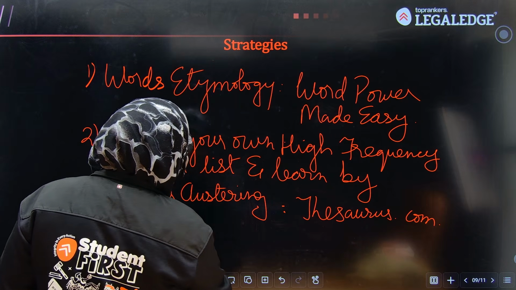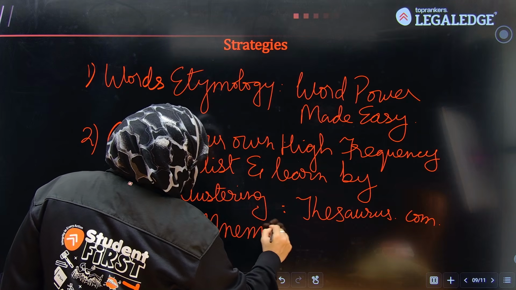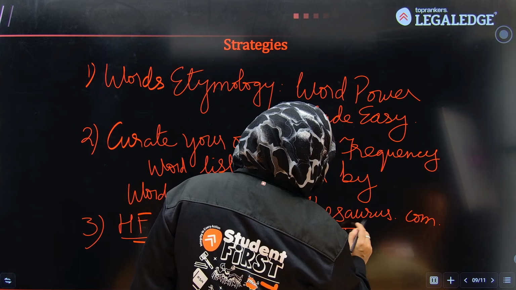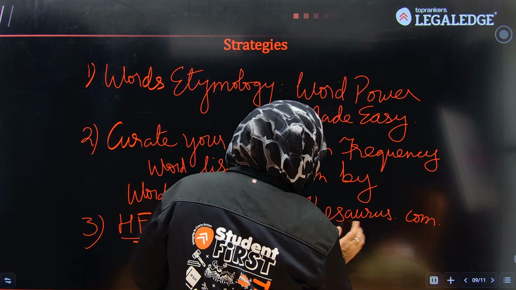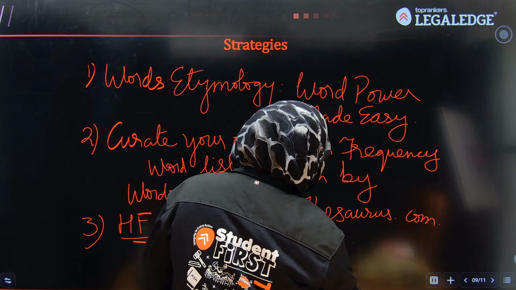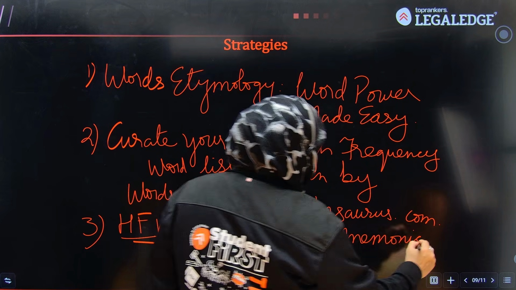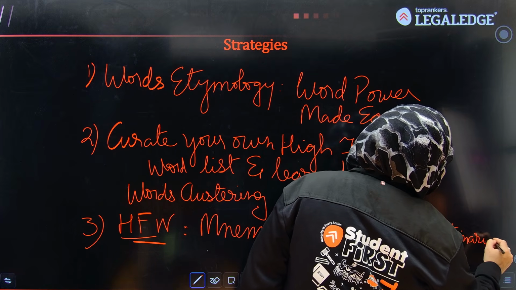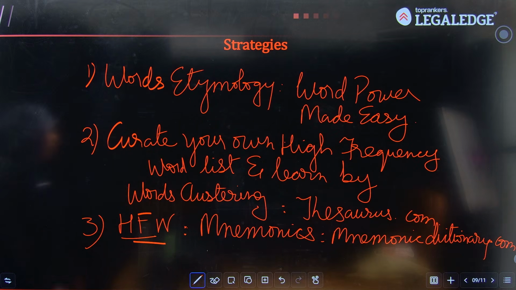Now, third strategy with high frequency words: your own curated list, you can learn by mnemonics. The source of mnemonics is mnemonicdictionary.com. So this is the source, mnemonicdictionary.com. I hope you got it, students.